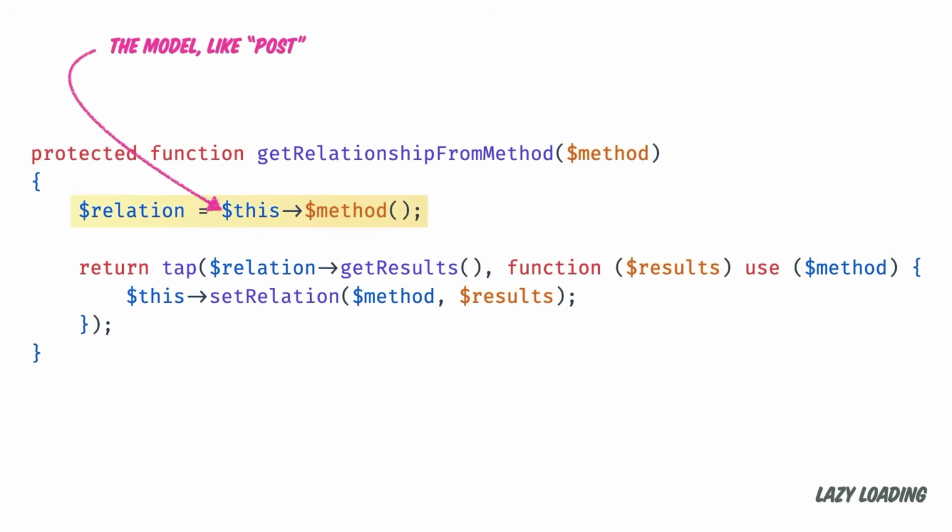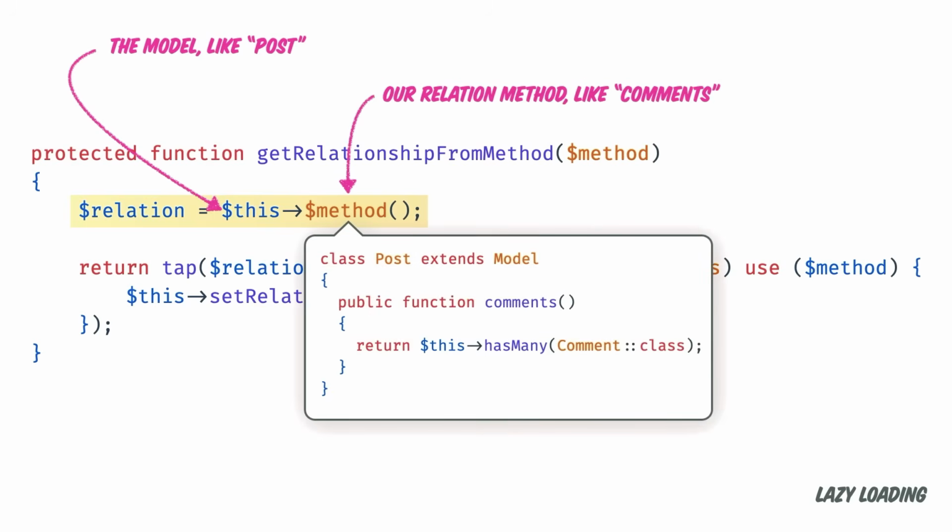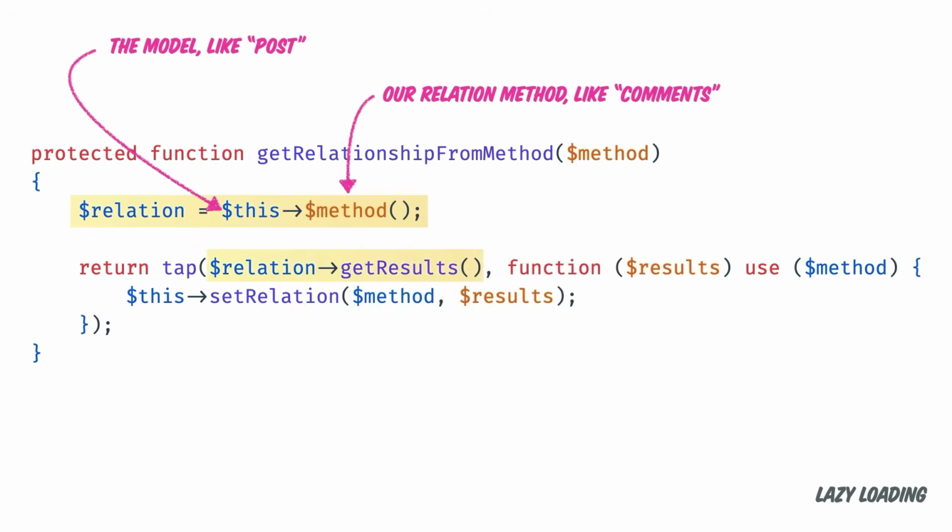So in our example, that's going to be something like posts, and method is just the relation we're trying to load. So in that case, it's comments. So if you have a very straightforward looking post model that has many comments, that's what we're talking about here. It's going to load the data via that relation. It's going to set it onto the model so that if we access it again, we don't have to query the database again, and then it's going to return it. Lazy loading is really pretty straightforward under the hood. That's pretty much all there is to it.